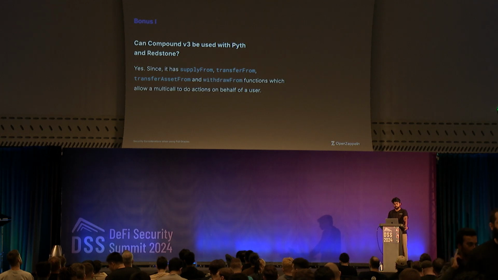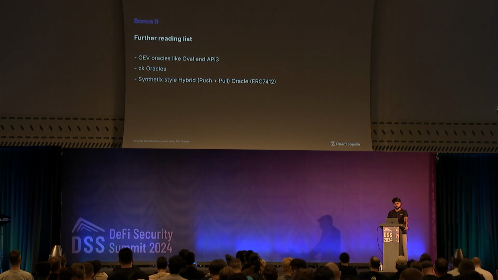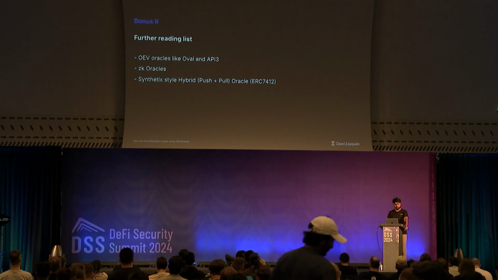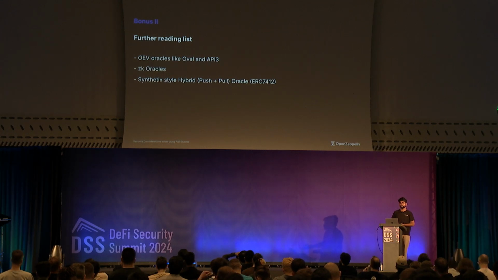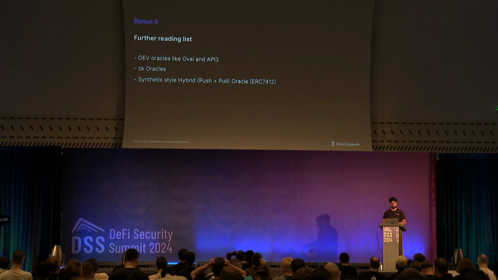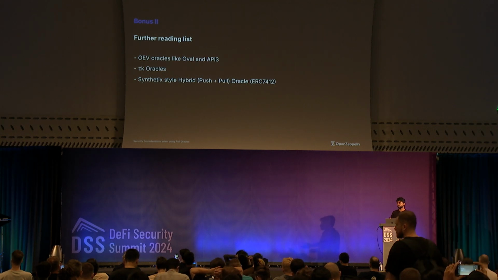So that's it mostly from me. If you want to learn more about oracles and different types of oracles, you can look into OEV oracles. Basically, OEV is a subset of MEV, but it revolves around the extractable value whenever an oracle is updated. So like Oval and API3, you could read into that. You can read into ZK oracles and hybrid oracles too, which is basically a hybrid of push plus pull used by synthetics. So yeah, that's it from me. Any questions?